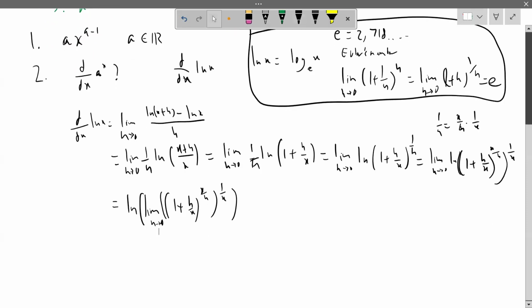And now, notice that this form here is familiar. So h over x and x over h are reciprocals of each other. And notice that in this definition of e, we have 1 plus something to the power of the reciprocal of that something, which is equal to e.